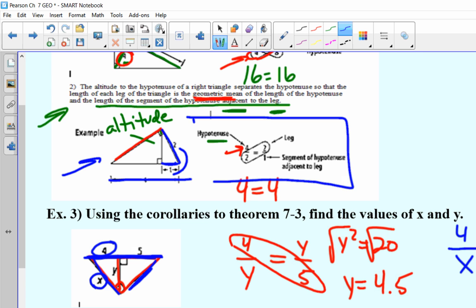So once again, you can use your cross products, but remember, I'm going to cheat. I don't need to go x times x is x squared and 4 times 9 is 36. I don't have to do that. I'm just going to go 4 times 9 is 36. Take the square root of that, and I get 6.